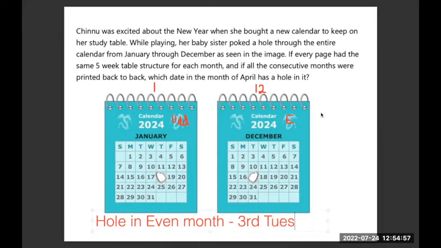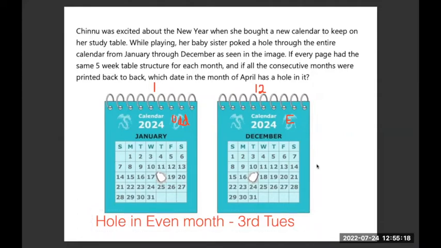ये बराबर लिखा है. We are not worried of the odd month because April is an even month. Fourth month, April is the fourth month, which is an even month. So we are not worried के odd month में कहाँ पे आ रहा है, but we are more worried के even month में कहाँ पे आ रहा है. Okay. So far clear? इतना clear है?